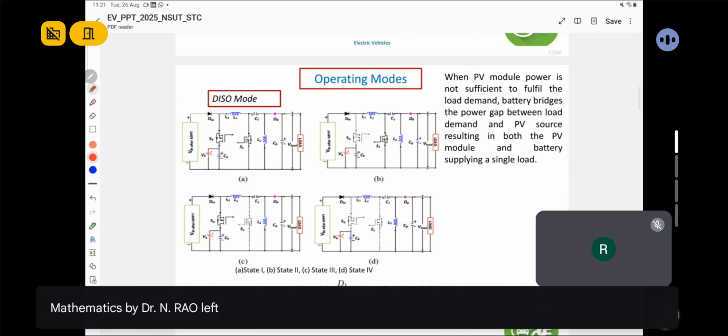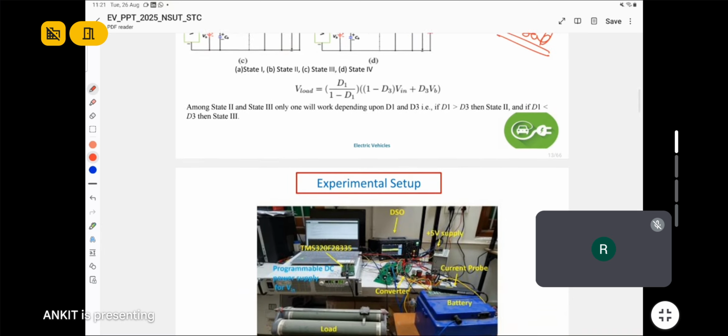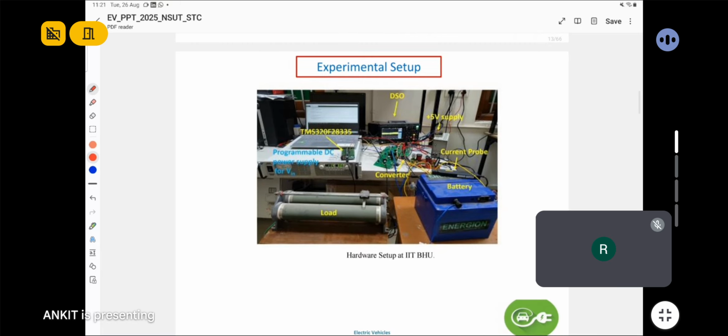Then I will come to the DISO, dual input and single output. So in this mode, as we have already discussed, the PPV, the power generated by solar, is less than the P load. So both battery and solar PV provide power to the load.